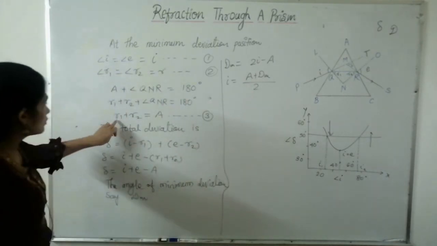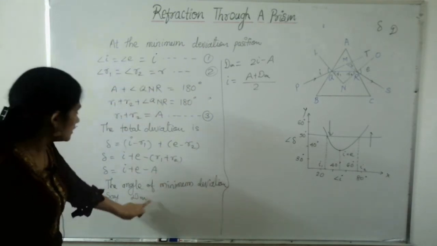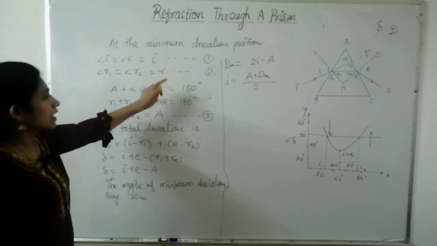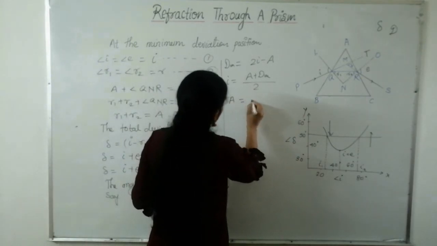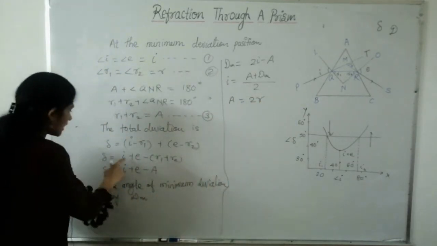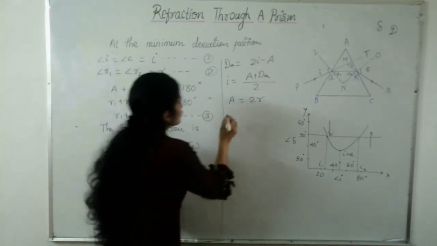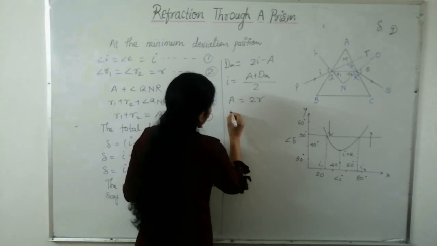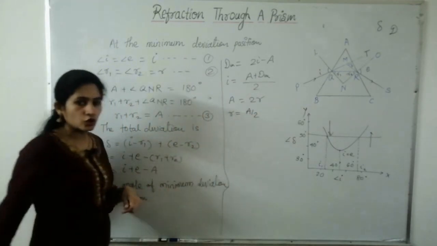And from this we can calculate the angle of refraction. As we know, at the minimum deviation dm, r1 is equal to r2 is equal to r. Therefore we can write A is equal to r plus r, 2r. Therefore A is equal to 2r and r is equal to A by 2.